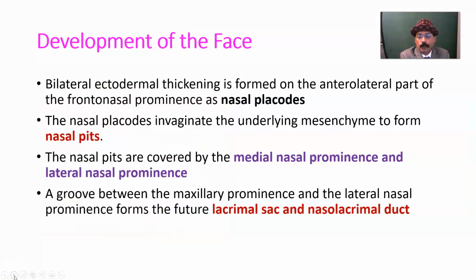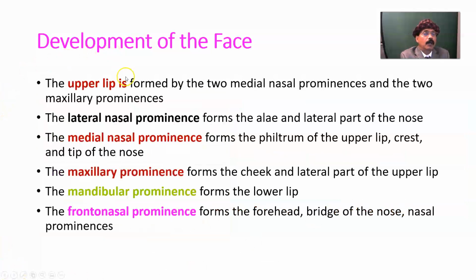Okay, we got that. Now the upper lip is formed by the two medial nasal prominences and two maxillary prominences. Look at that. The lateral nasal prominence has no contribution to the upper lip. The lateral nasal prominence forms the ala and lateral part of the nose. The medial nasal prominence forms the philtrum. The philtrum is the shallow central part of the upper lip, crest and tip of the nose.